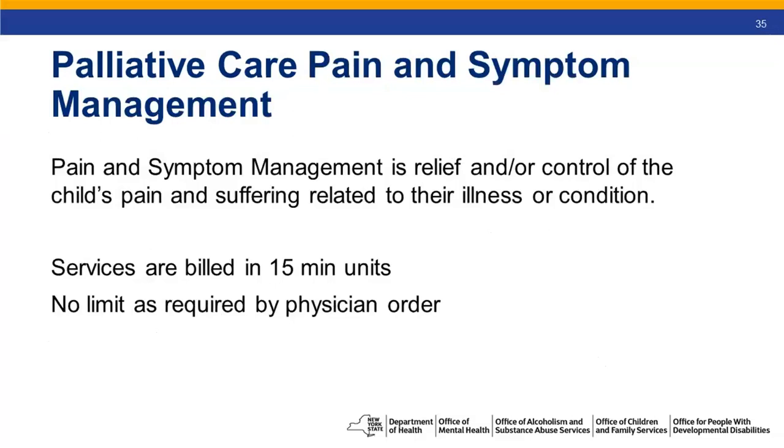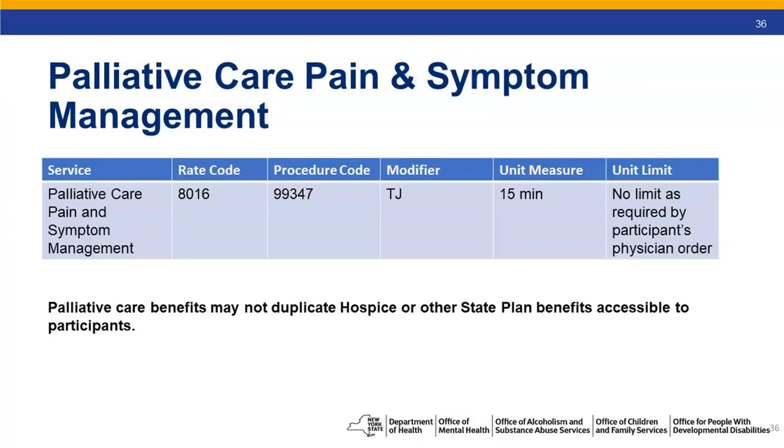The palliative care pain and symptom management is to relieve or control the pain and suffering related to the illness or condition. These services are billed in 15-minute units, and there is no limit other than as required by physician order. So here the physician provides the order and indicates how many units are allowed. The billing for this has a rate code of 8016 with its own procedure code of 99347 and a modifier. And again, it is a 15-minute measure with no limit other than as required by the participant's physician's order. Again, palliative care benefits may not duplicate hospice or other state plan benefits accessible to participants. So it's important to note that.